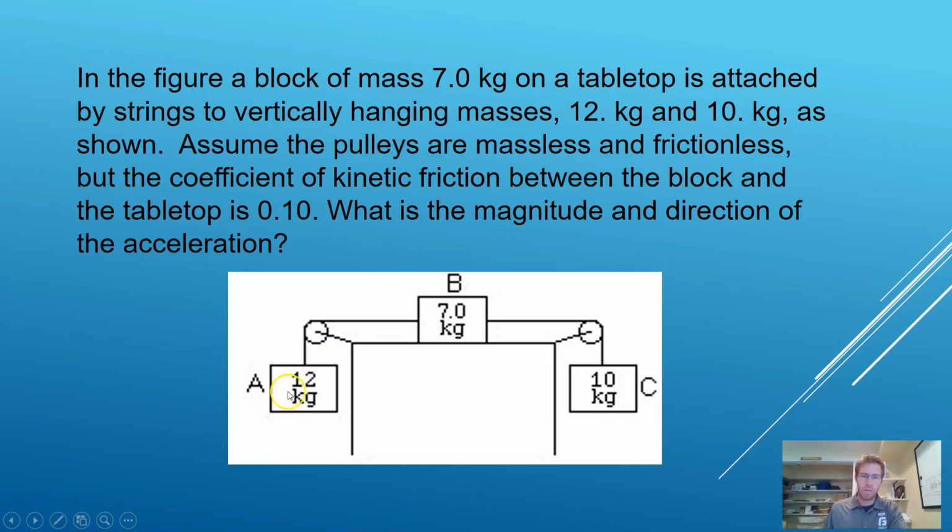Notice block A and B are tied together via this string, and we're going to say it's a massless string over a frictionless pulley, and block B and C are attached together via this string, again over a frictionless pulley and with a massless string. Now keep in mind these are two different strings, so they're going to have two different tensions in them. Pause the video and try to solve. Ready? Go.